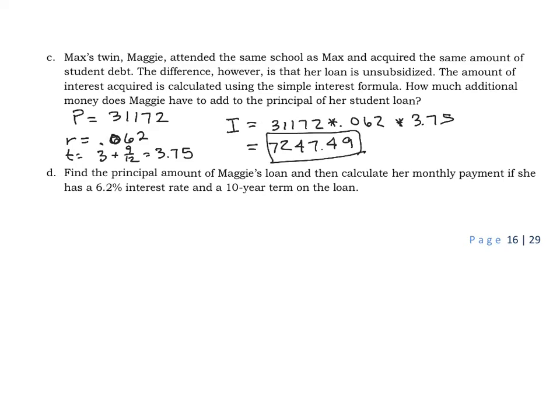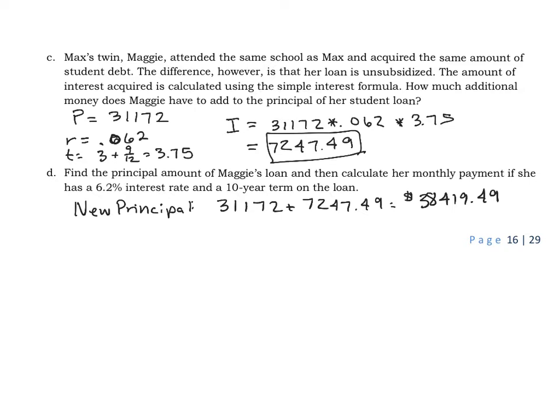So it says find the principal amount of Maggie's loan and then calculate her monthly payment if she has the same interest rate and 10-year term on her loan. Okay, so Maggie's new principal is found from taking that $31,172 and adding that simple interest to it. So her student loan will be for the principal amount of $38,419.49. Okay, so that's the principal.